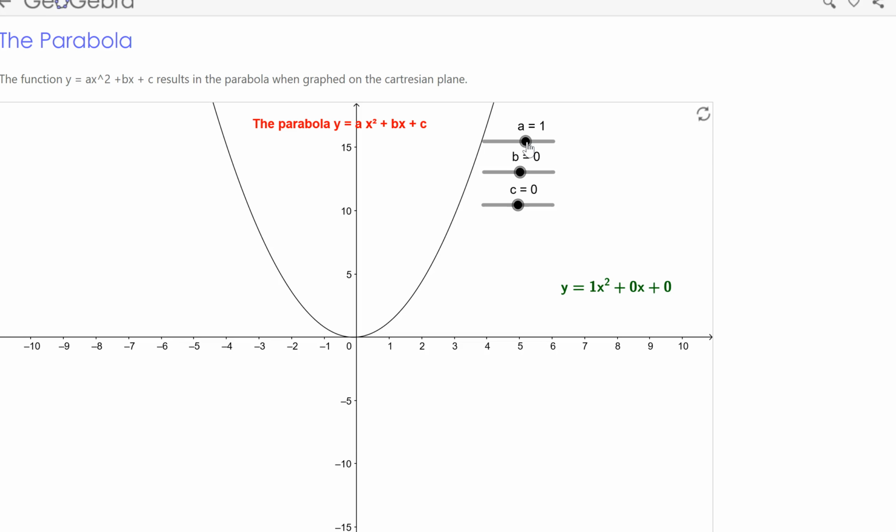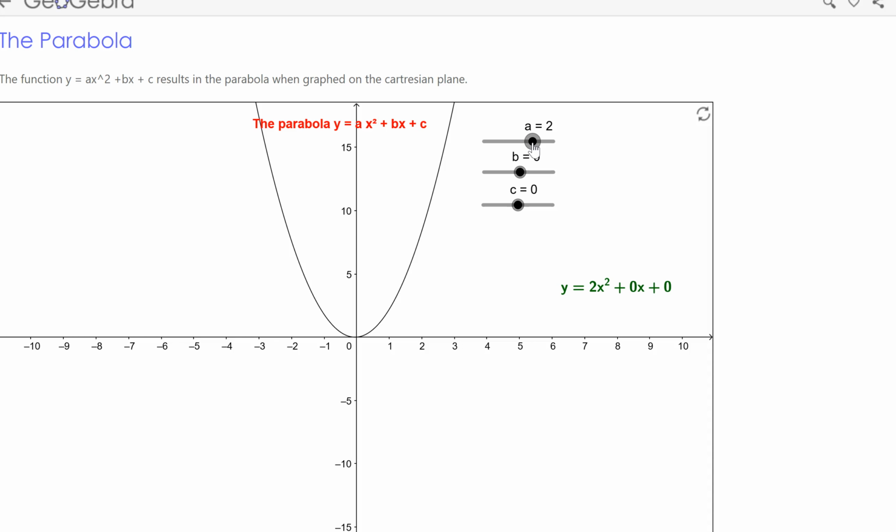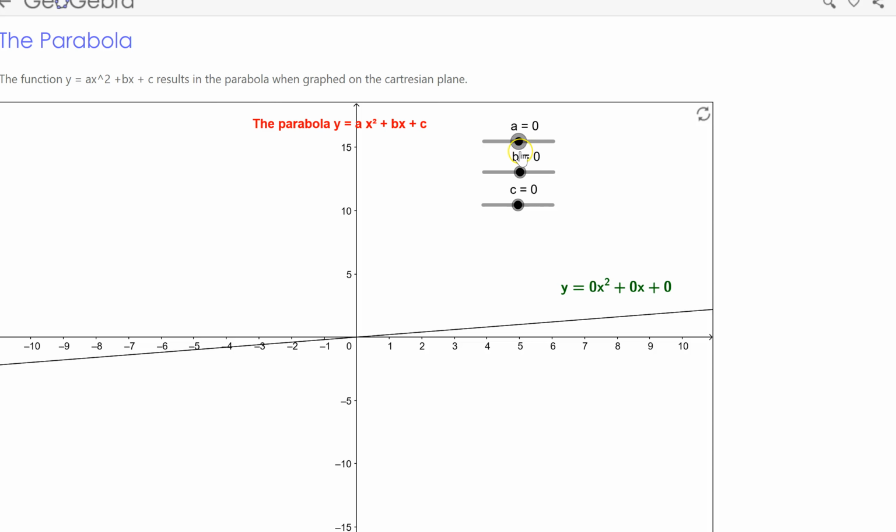So if this is with a equals 1, b equals 0 and c equals 0, in other words, this is just y equals x squared, then if I increase the value of a, then the parabola gets tighter. And this is entirely logical because every y value is going up much more significantly. It's getting doubled. So the higher the value of y, the tighter the parabola gets. And when I go back down to 0, now at 0, it's not that we have got a straight line, anything like that. We actually don't have a parabola. So if there is no x squared, it's not a parabola.